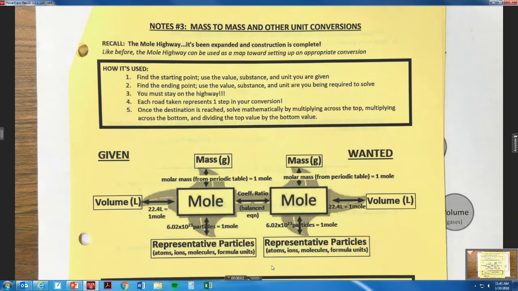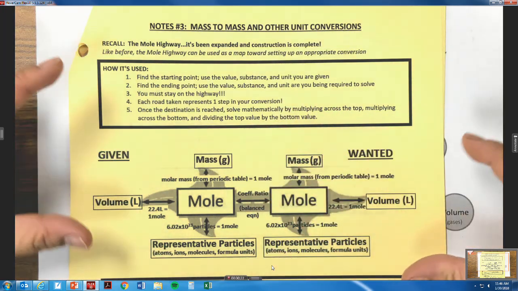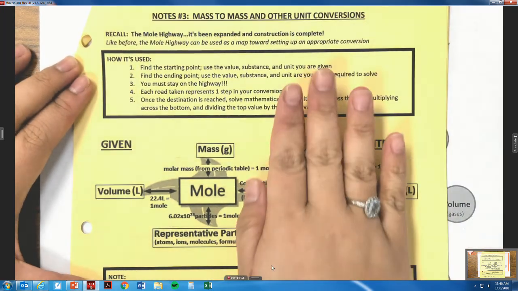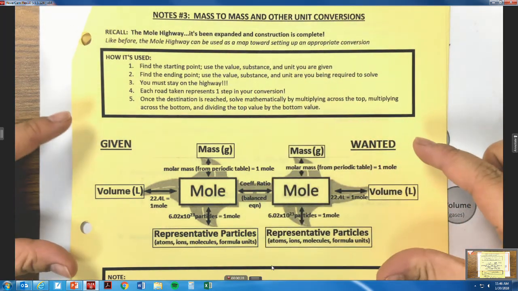Okay, so today we're going to go over notes number 3, mass to mass, and other unit conversions. If you remember, we did go over moles last semester and a few days ago. So our mole map is now going to double in size. It's no longer just one side of our mole map, it's doubled.